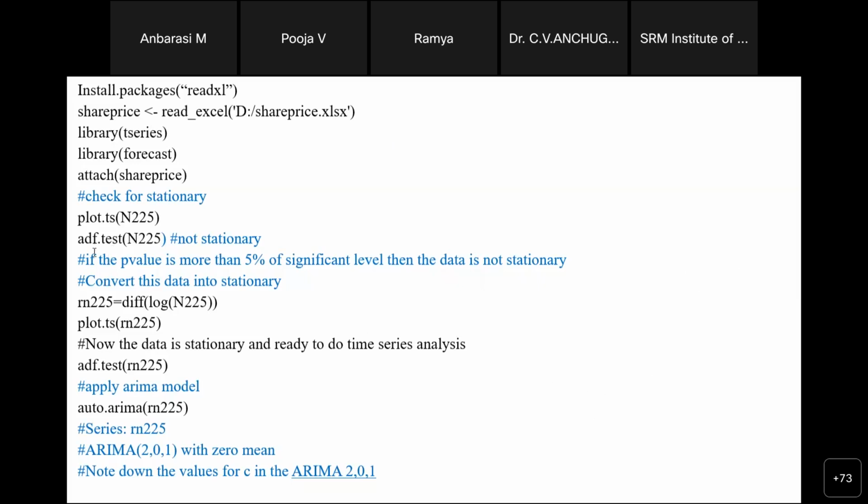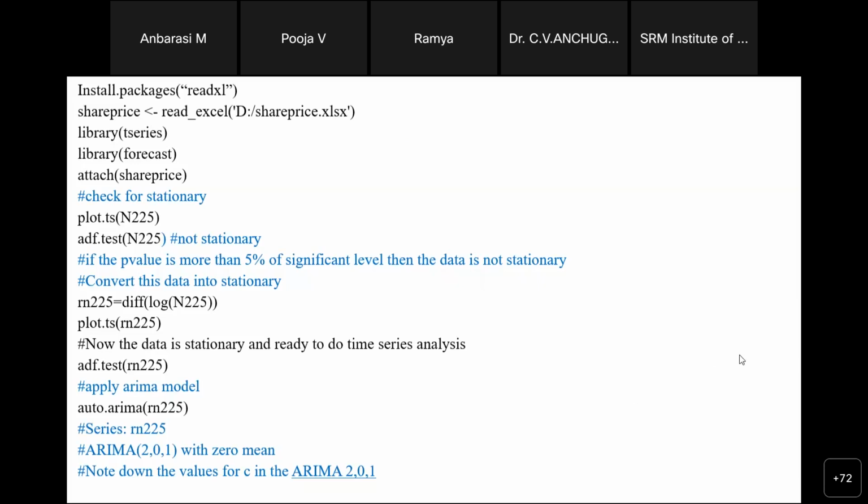We have to convert this into stationary. By using the ADF function and the differences function, we will convert the given data set into stationary. Once you have executed it and draw the plot, you can see that for the entire series the mean and variance will be equal. For the entire series, it won't change.